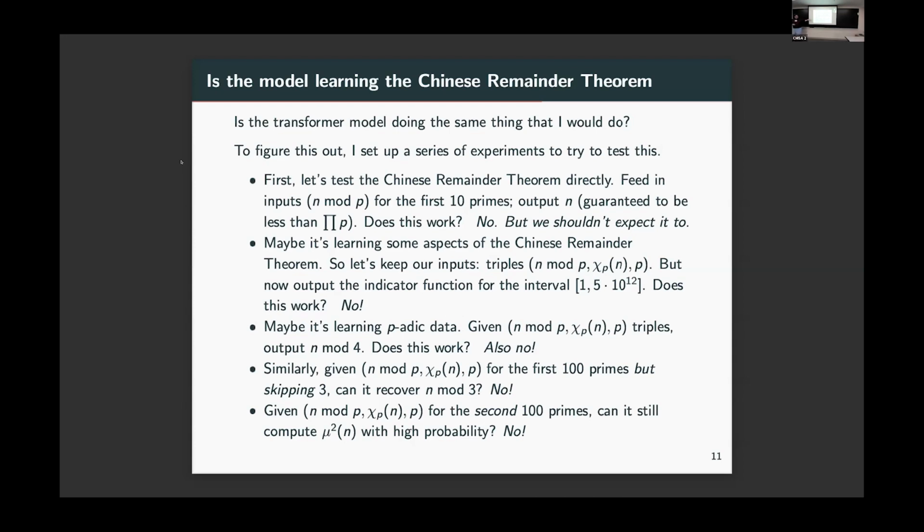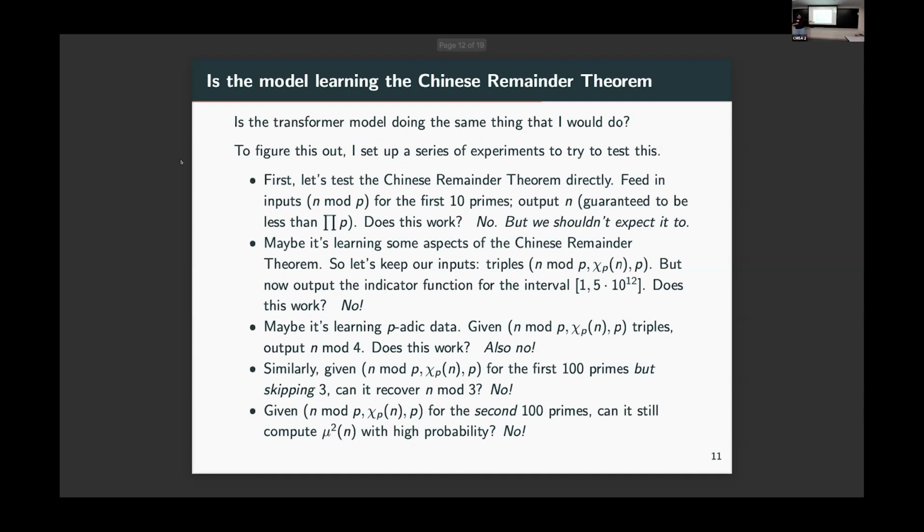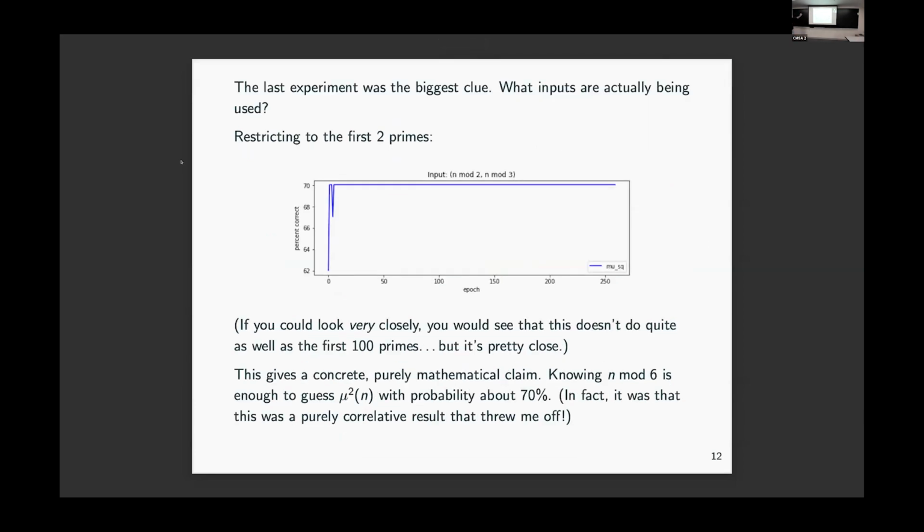No, it also can't. So the theme here is that it's really not doing the Chinese remainder theorem. Well, that's surprising. But this last experiment was a big clue. So, okay, what if I use the second 100 primes instead of the first 100 primes? This is suggested by Drew. If there was some sort of Chinese remainder theorem type thing, maybe we would be figuring this out. And what happens? It totally failed.